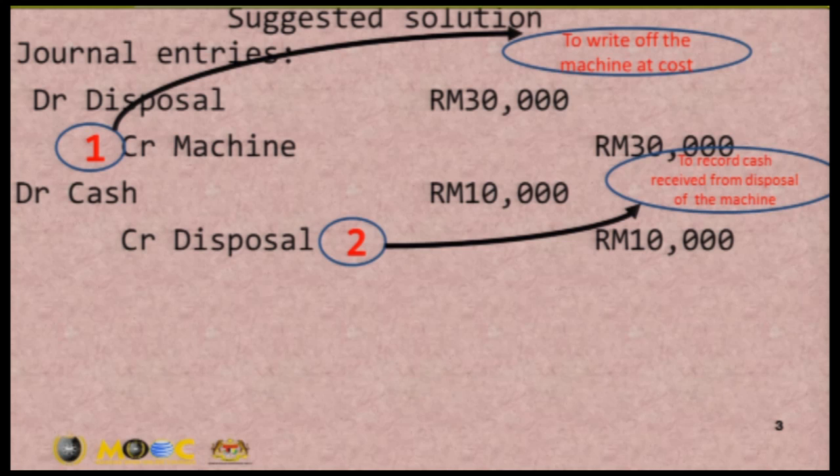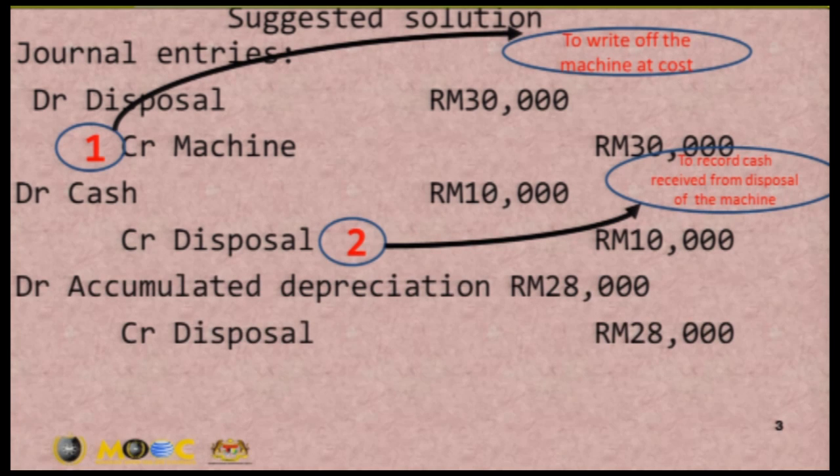The second journal is we debit cash for 10,000 and credit disposal 10,000, and this is to record cash received from disposal of the machine. The third journal entry is we debit accumulated depreciation for 28,000 and we credit the disposal account for 28,000. So this journal entry is to write off accumulated depreciation of the machine.